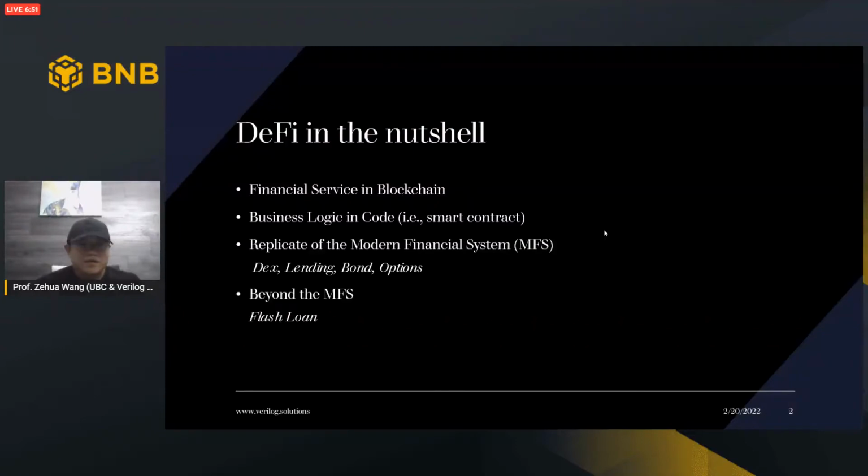So all of those: DEX, lending, bond, option, were in the traditional financial services, I would say in concept, but now we have moved them into the blockchain by using smart contracts. So DeFi is even better than the traditional financial services. Like most of you should know, flash loan.